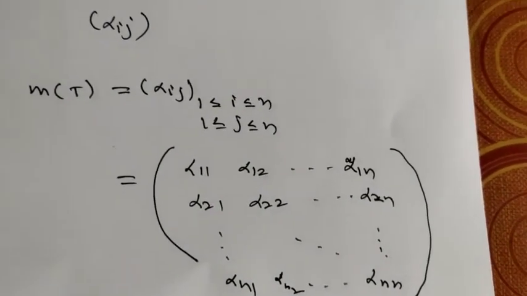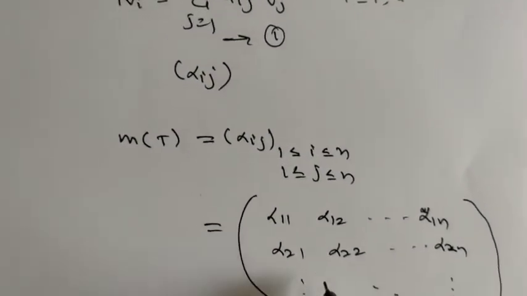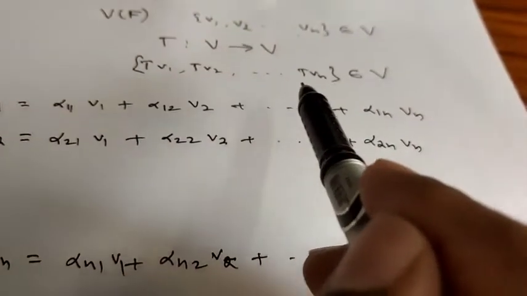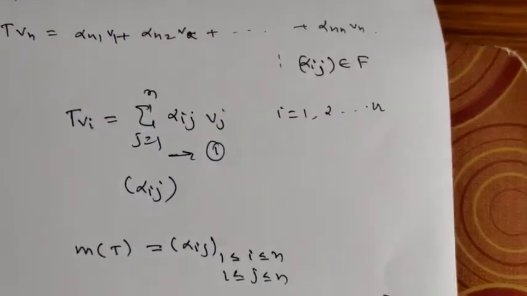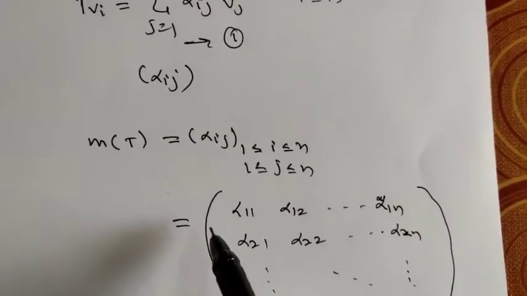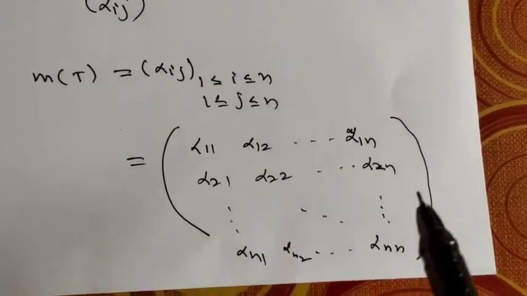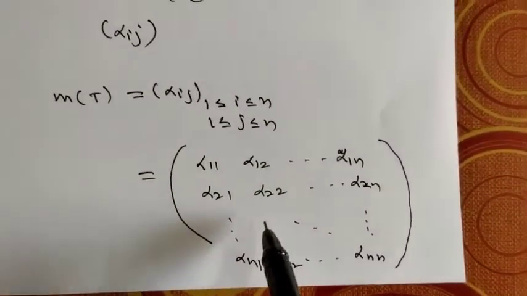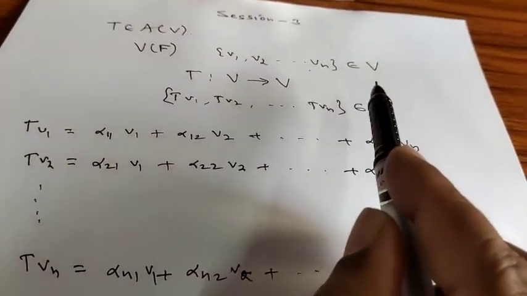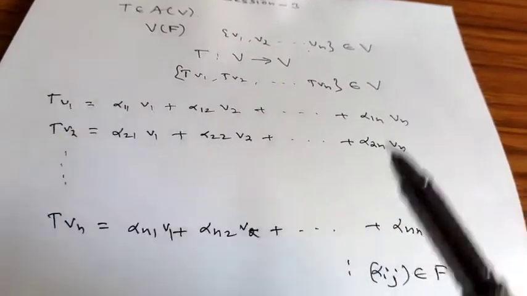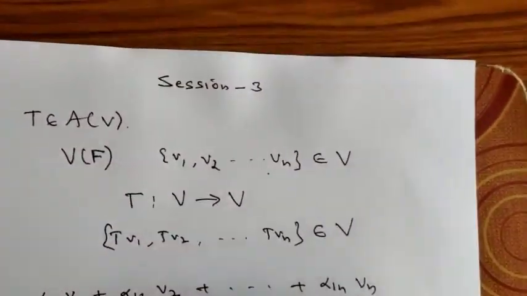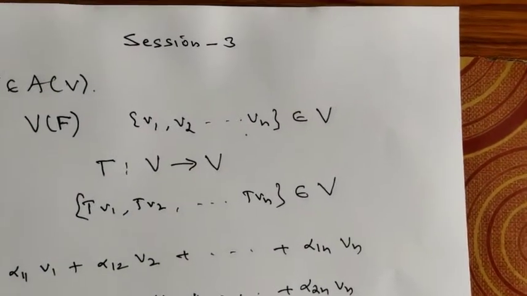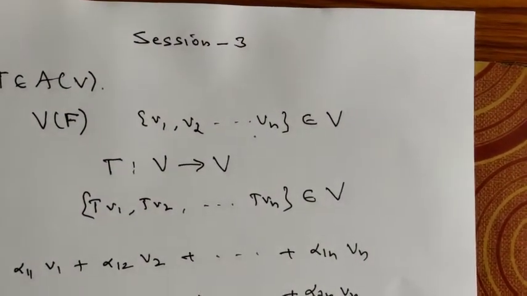Now we find the matrix of T relative to the basis V1, V2, etc., Vn. Now the question is, can the matrix of a linear transformation T change if the basis of the vector space changes? Understand this? This matrix is obtained by fixing the basis V1, V2, etc., Vn of V. If you change the basis, you know that for any vector space there may be more than one set of basis elements.